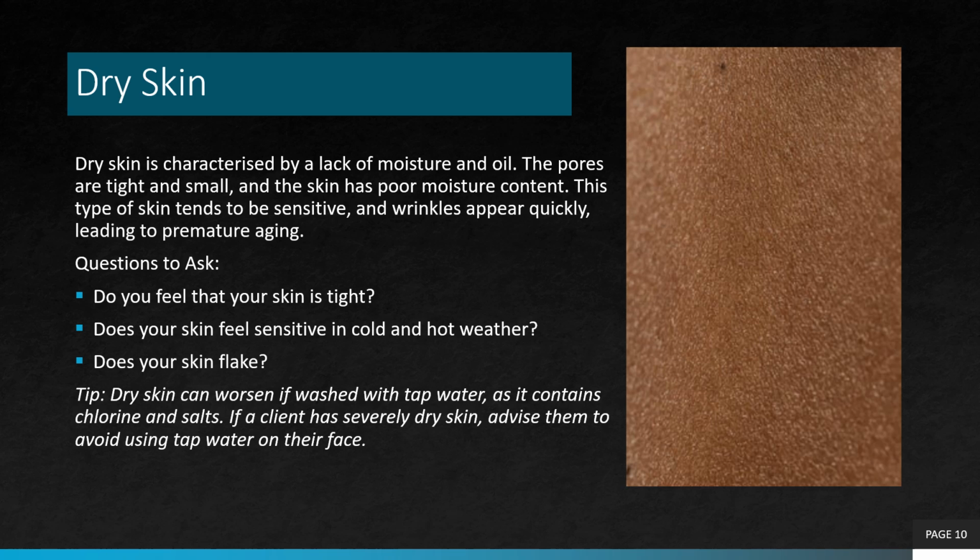Dry skin is characterised by a lack of moisture and oil. The pores are tight and small, and the skin has poor moisture content. This type of skin tends to be sensitive and wrinkles appear quickly, leading to premature aging.